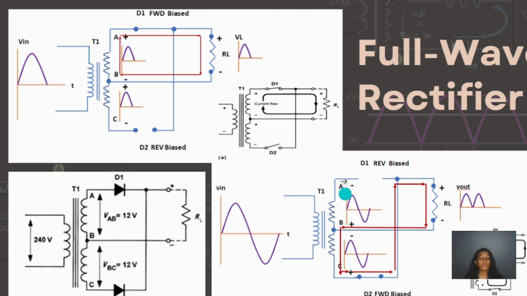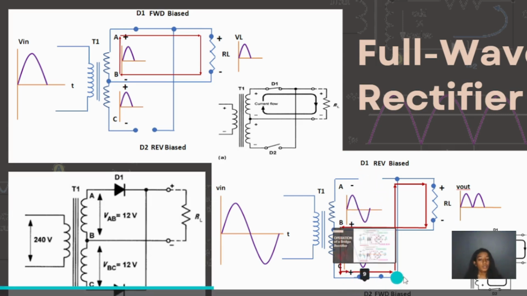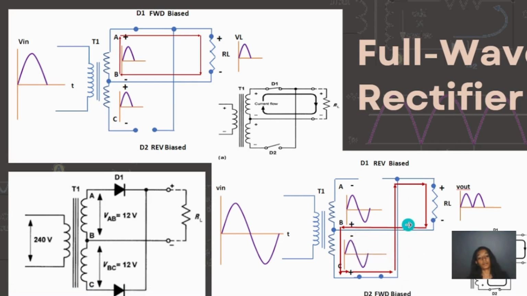Similarly, when the transformer's input voltage is a negative half cycle, the D1 diode is reverse biased. It acts as an open switch, not allowing any flow of current through it. Whereas D2 is forward biased and it acts as closed switch. The flow of the load current is from the bottom of the transformer through D2 and RL, that is from top to bottom and back to the center tapped secondary winding.